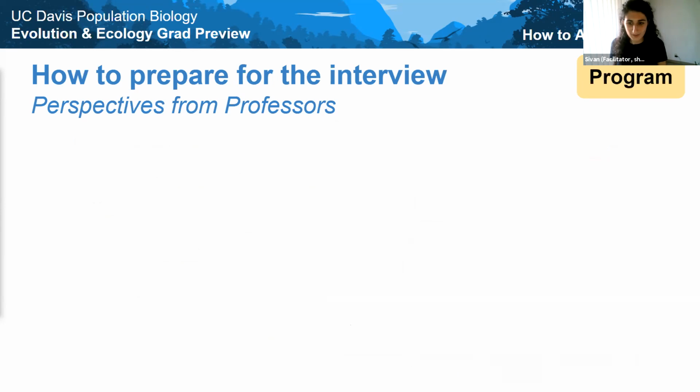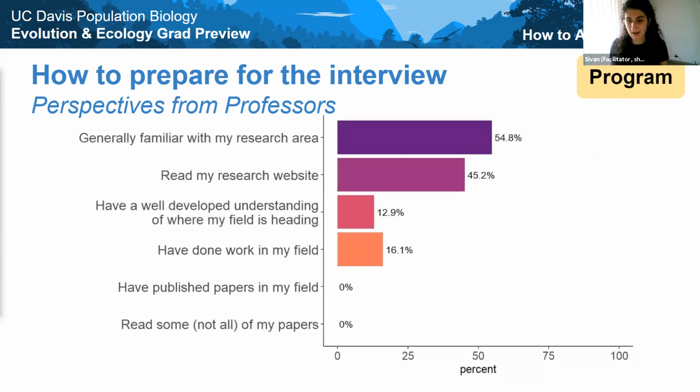Okay, so we can go to the next slide about the program. So say you're meeting with a professor who's affiliated with the program, but you don't want to join their lab. These professors expect much less of you, so you don't actually have to do that much preparation. About half of them want you to be familiar with their research area. Less than half expect you to have read their research website. Very few want you to really understand where their field is heading or have done work in the field.